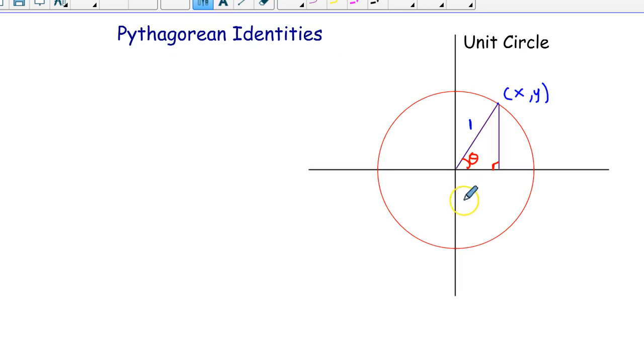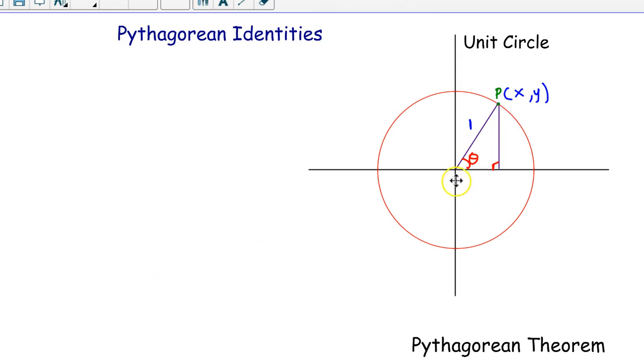Okay, this is a unit circle. So on this unit circle, the radius is 1 unit, and we have a point P here. The coordinates of P, let us say x comma y. Therefore I can say that the length of this side, from the origin to this point, that measure is x, and this perpendicular, the y coordinate, that value is y.